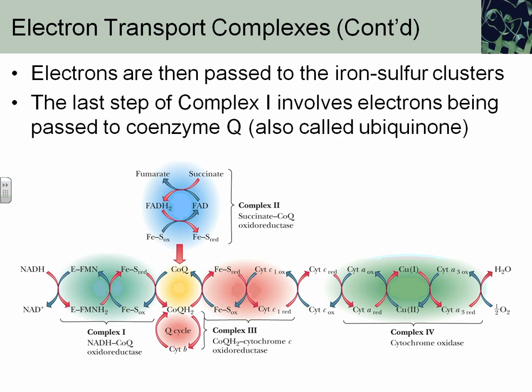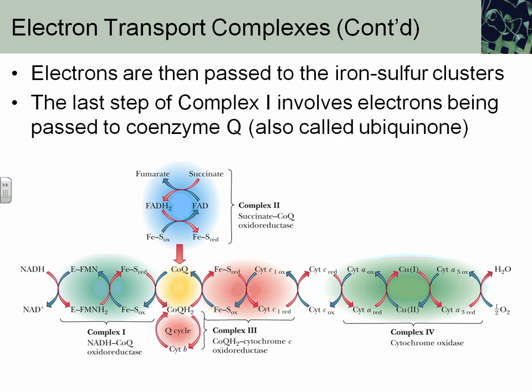Similar to what we saw in complex 1, we continue with these oxidation reduction reactions and transport the electron through the molecules. The electron keeps moving through oxidation reduction reactions until we get to our next carrier, which is cytochrome C. Cytochrome C is now reduced because it received the electron from complex 3. Then cytochrome C is going to donate that electron to complex 4, the cytochrome oxidase.